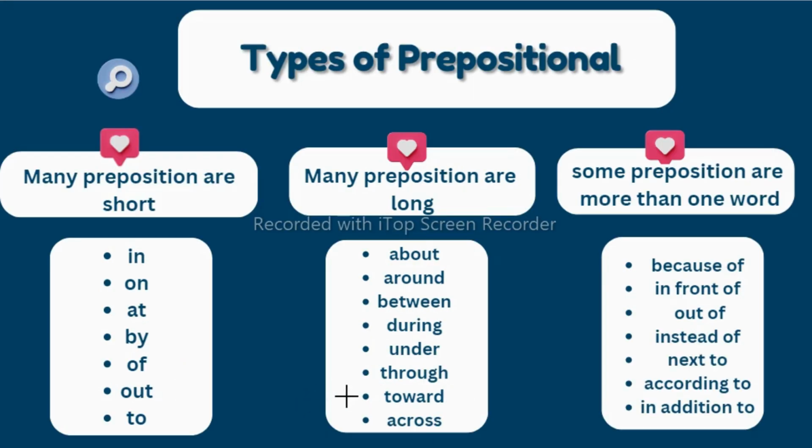Let's see different types of prepositions. Many prepositions are short words like in, on, at, off, by, out, to, and many prepositions are long, as you can see on the screen: about, around, between. And some prepositions are more than one word. It's a combination of more than one word: because of, in front of, out of, instead of, next to, according to, and in addition to. So we have these many types of prepositions.